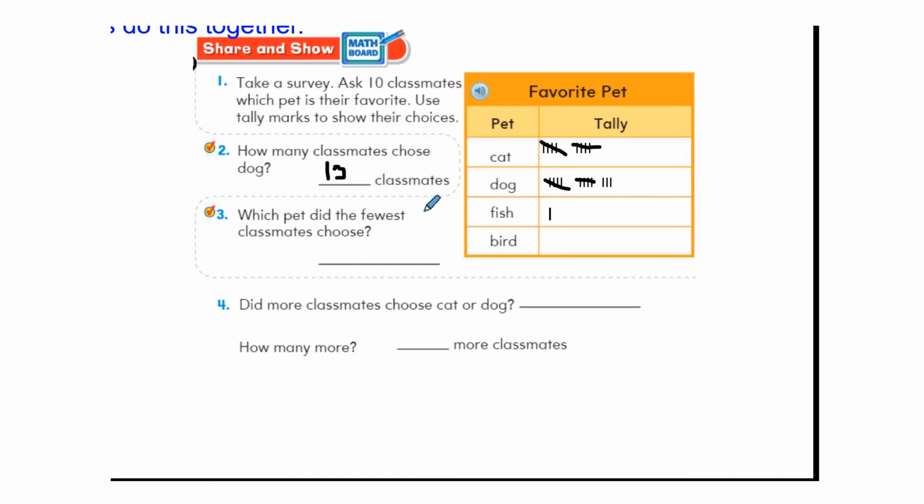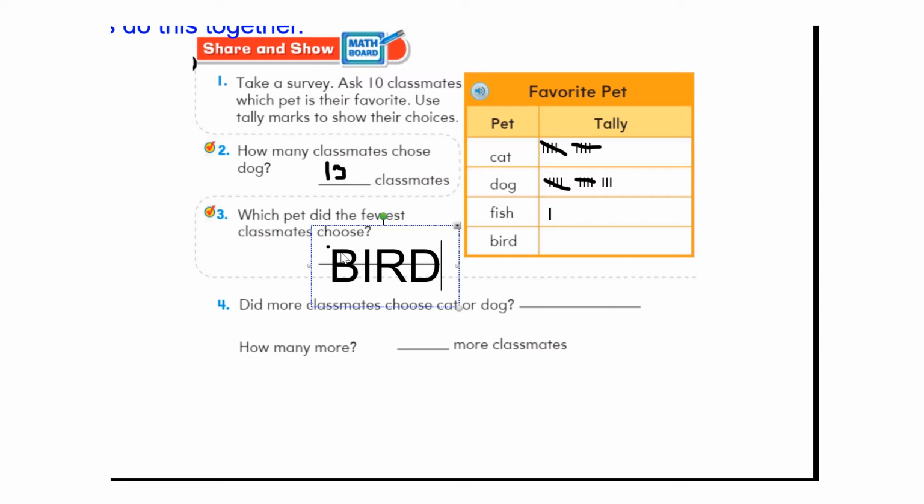Which pet did the fewest classmates choose? Well, that'd be the one with 0 tally marks. No one chose bird. So I can type bird there.